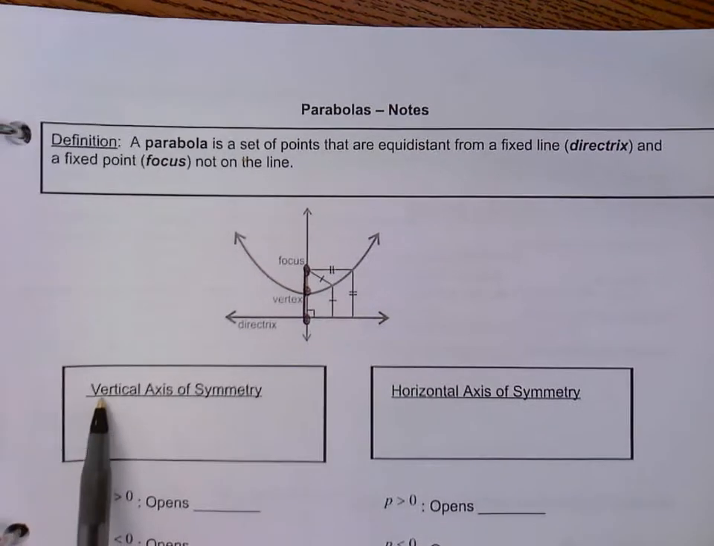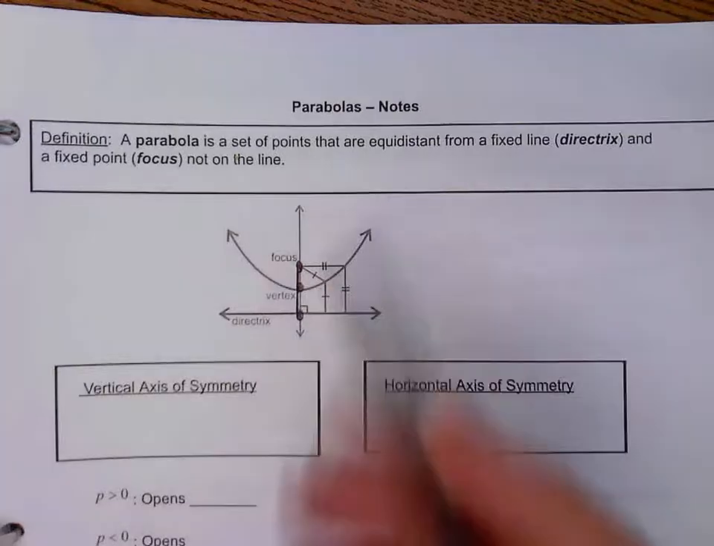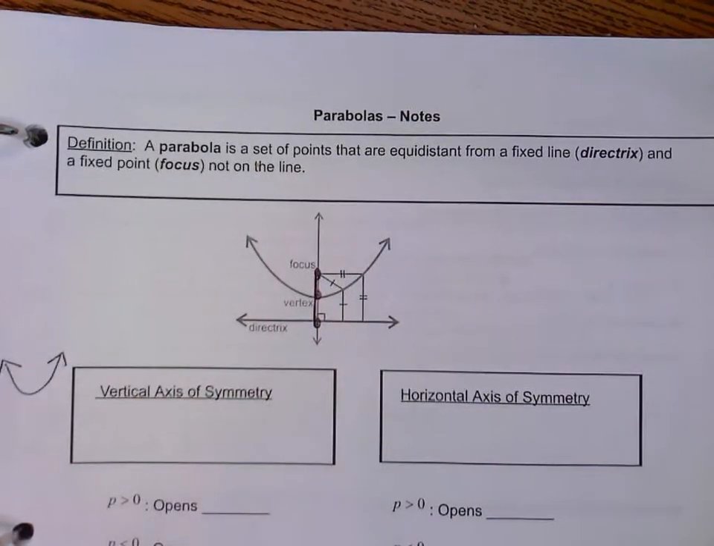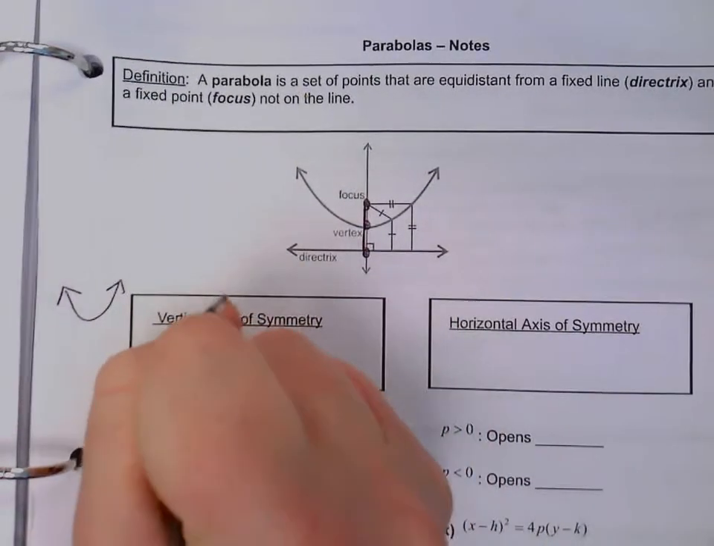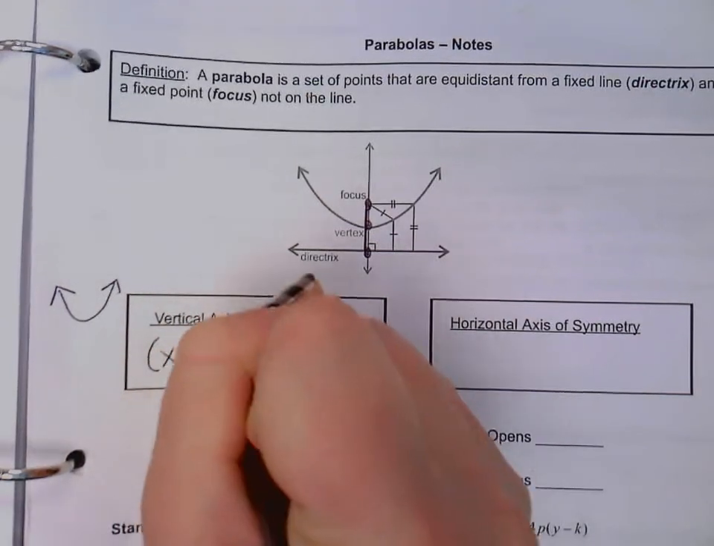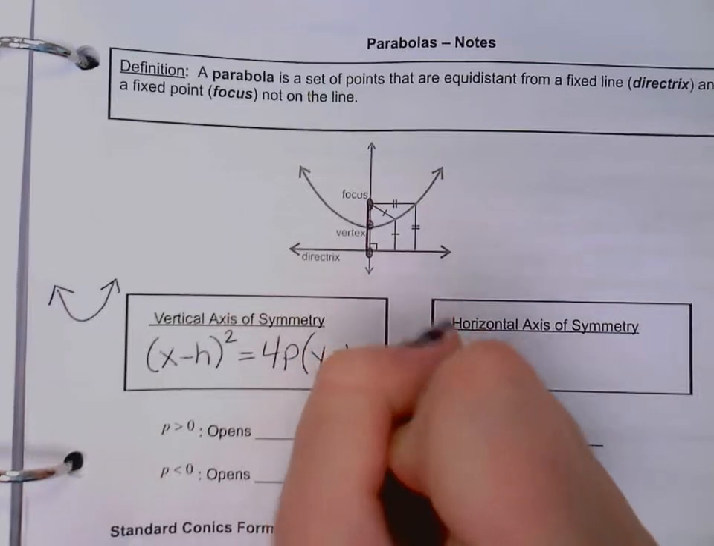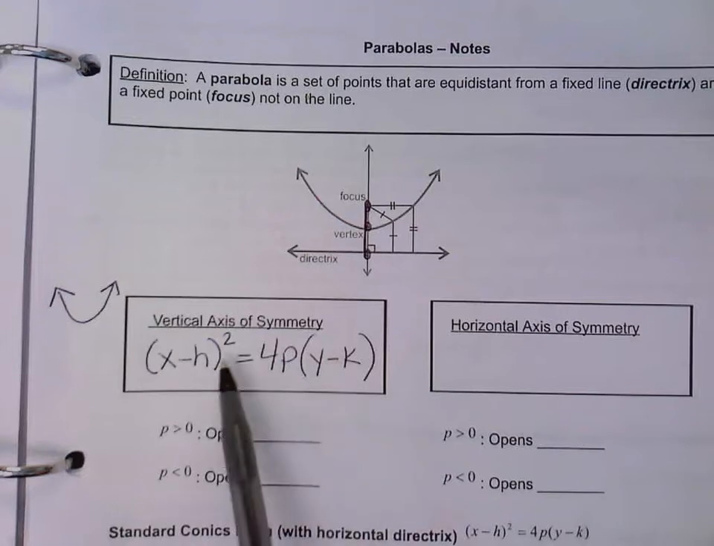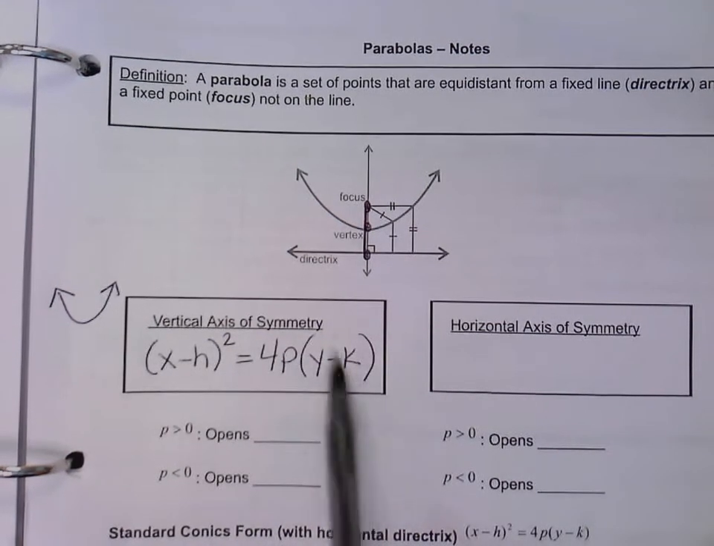So if it has a vertical axis of symmetry, see how this has a vertical axis of symmetry? I'm just going to draw that it looks like this. A vertical axis of symmetry, the equation is going to be x minus h squared equals 4p times y minus k. H and K are doing the same job as in all 3 of the other conics. They always tell you your left, right, up, down for your center.